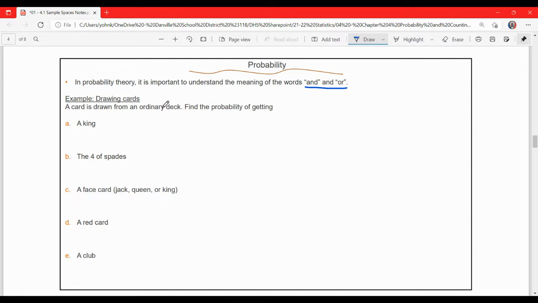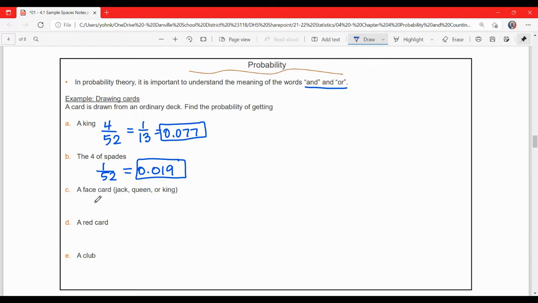A card is drawn from an ordinary deck. Find the probability of getting a king. Well, there are 4 kings in a deck of cards out of 52. If we simplify, this gives us 1/13 or 0.077. If we look at the 4 of spades, there is only one 4 of spades out of a deck of 52. So 1/52, can't simplify, 0.019. It's basically a 2% chance that you'll pick the 4 of spades.